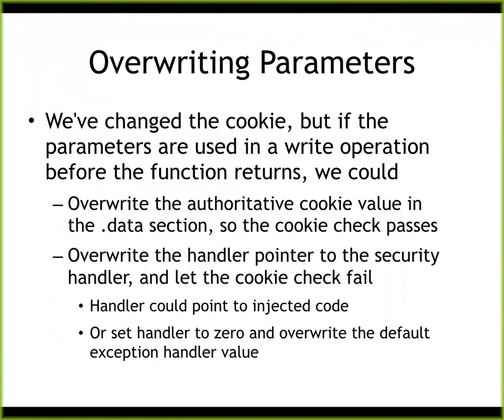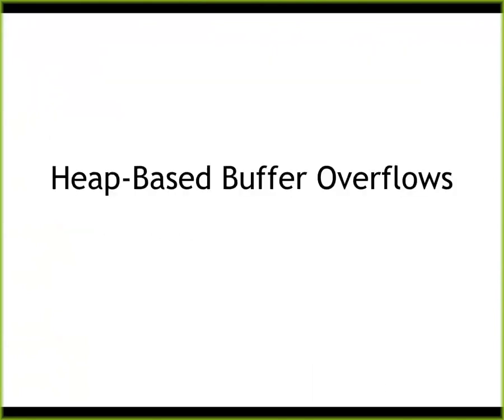All right. Another thing you could do, if you were to override a parameter and that parameter was used in a write operation, you might be able to get an arbitrary write, the way we've done before with, say, the heap overflows. You were able to get an arbitrary write, and then you could do something like overwrite the authoritative copy of the cookie. Now it's a write to a location. Another thing you could do is overwrite the security handler and let the cookie check fail, and overwrite the code it goes to when it fails, which is probably an exception. These are ways to get around it.